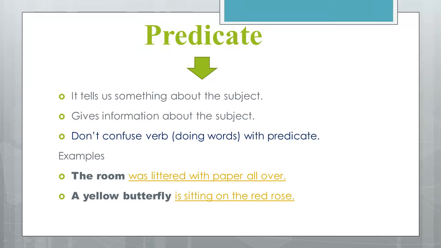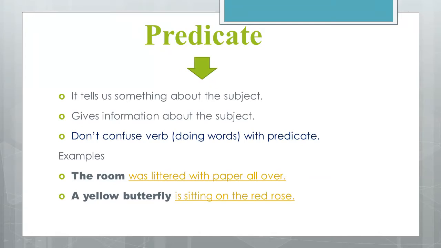A yellow butterfly is sitting on the red rose. What is subject? A yellow butterfly. And rest of the sentence is predicate. A predicate always contains a verb. That is the action, that is the doing word in the sentence.